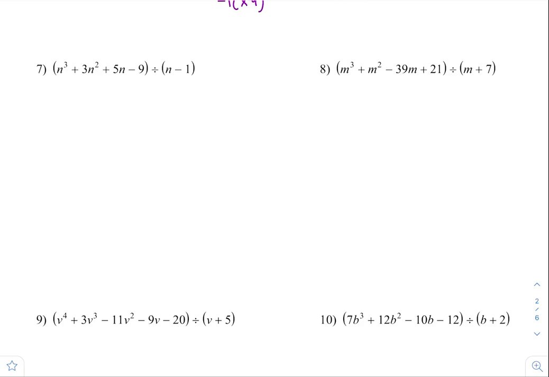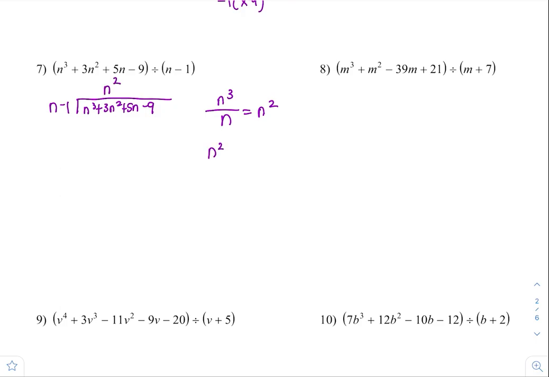All righty, number 7. So again, this is going on the outside of the polynomial. So that's going to be n minus 1 all over n to the third plus 3n squared plus 5n minus 9. Okay, so highest degree in the division symbol, that's n to the third, divided by the highest degree on the outside, which is just n. N to the third over n is just n squared. So we're going to put that on top.